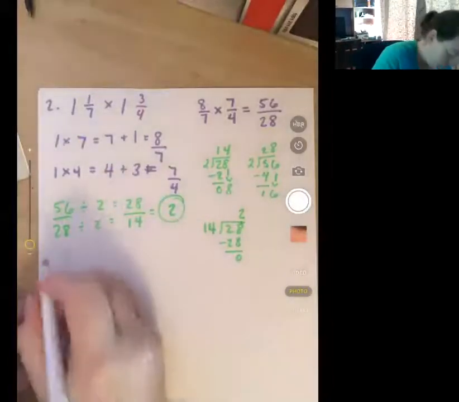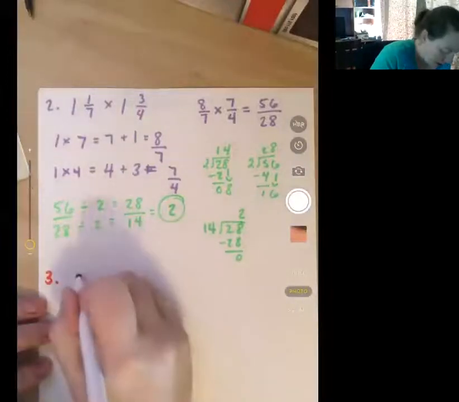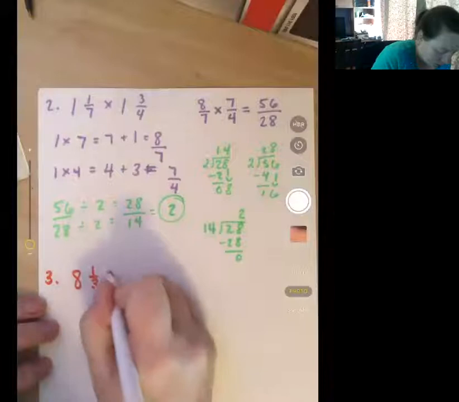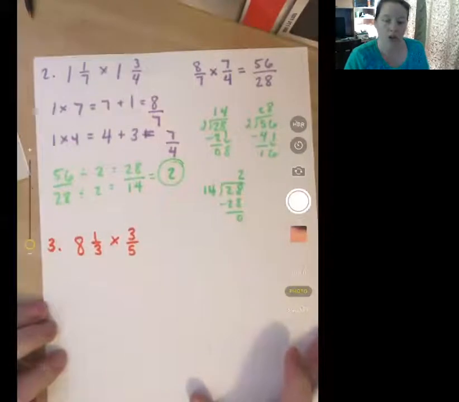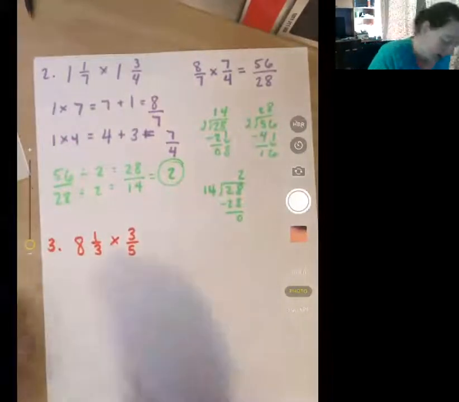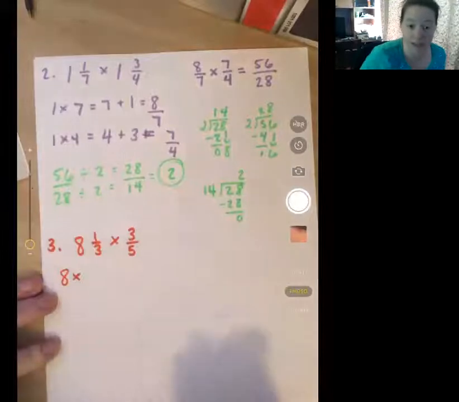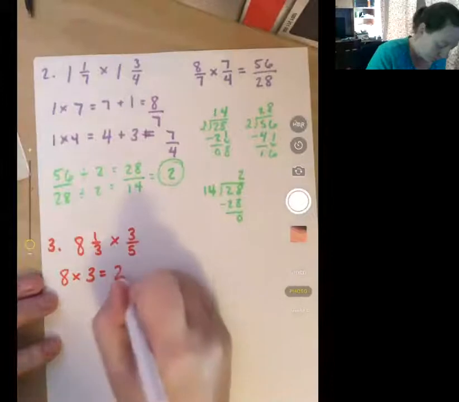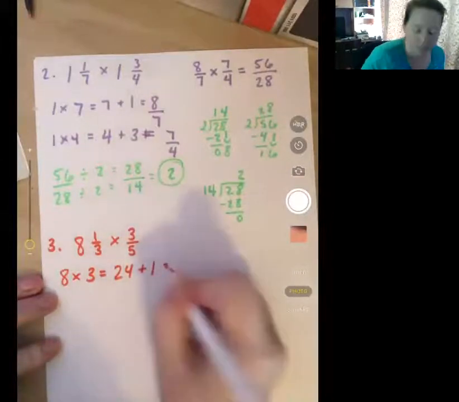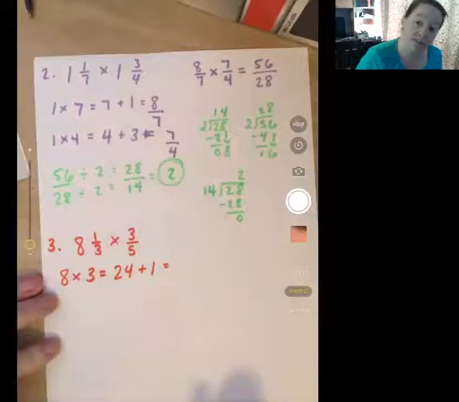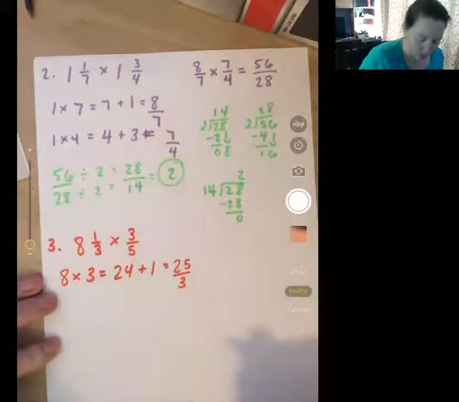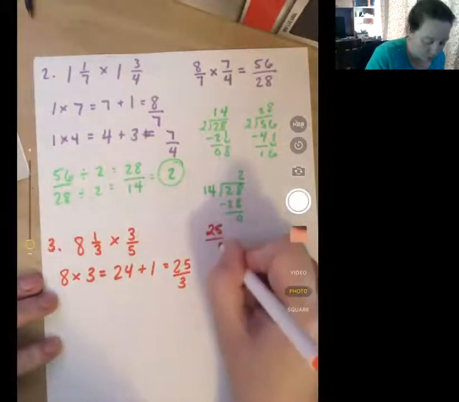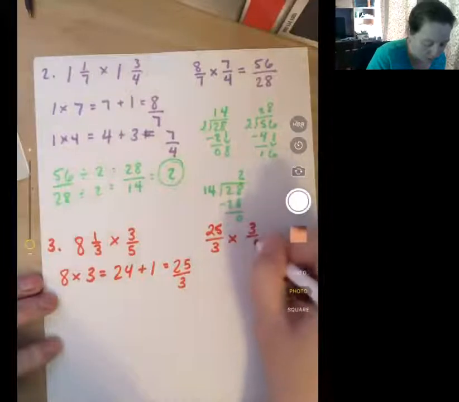Number 3. 8 and 1/3 times 3/5. So we take the whole number, the 8, times the denominator, the 3. 8 times 3 is 24, plus the numerator, which is 1. 24 plus 1 is 25, over the denominator, which is 3. So I now have 25/3 times 3/5.